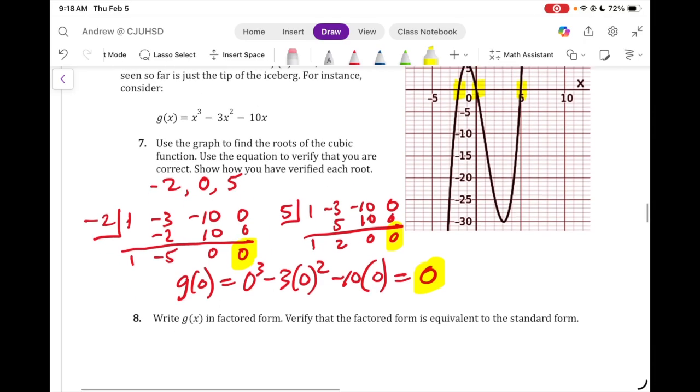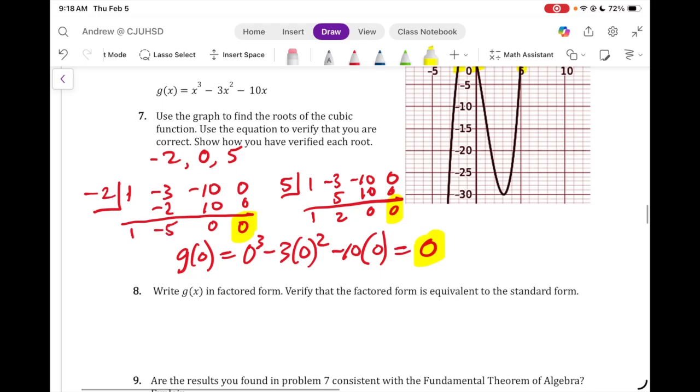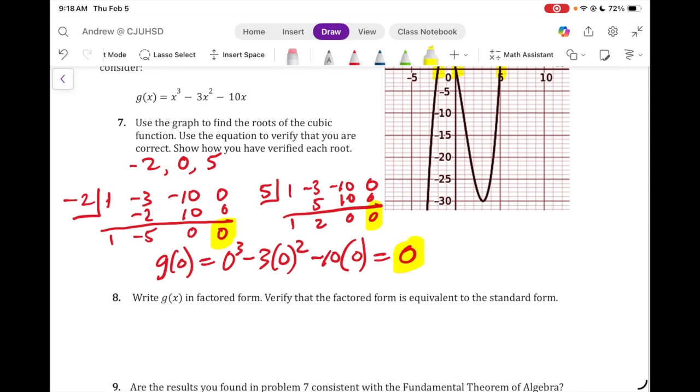Number 8, write g of x in factored form. Okay, factored form of that would be, remember, in the factors, it's the opposite of what you're going to see for solutions.